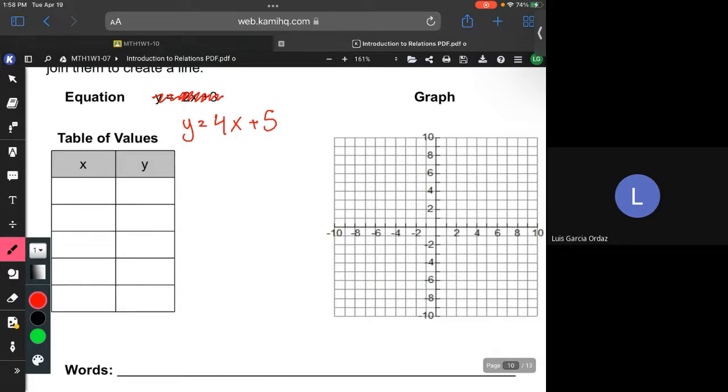Do this. I'm going to come around and check it. If you can't graph it, that's fine. If you can just graph the initial value, I'm totally cool with that. But do your table of values and come up with a very creative word problem. Okay.